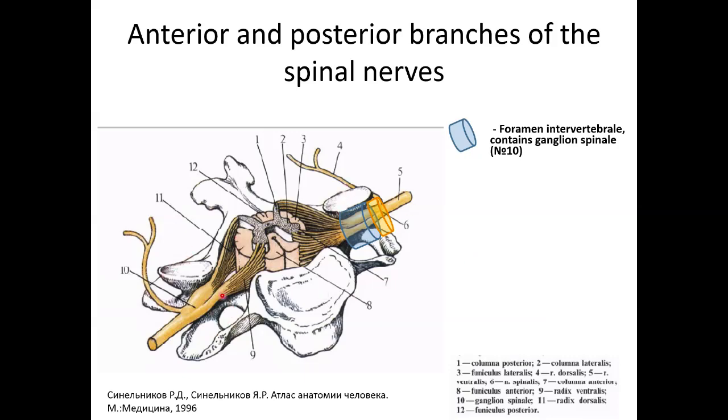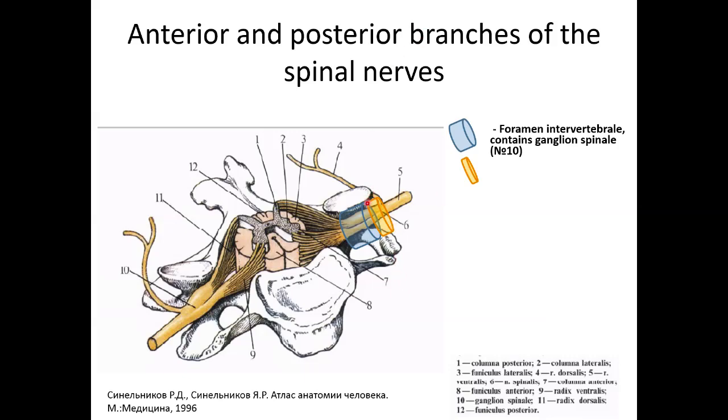Ganglion spinale, you know, it is a place where sensory or afferent neurons are situated, and we can distinguish it because it's a thicker part of the nerve fiber. Then continue.